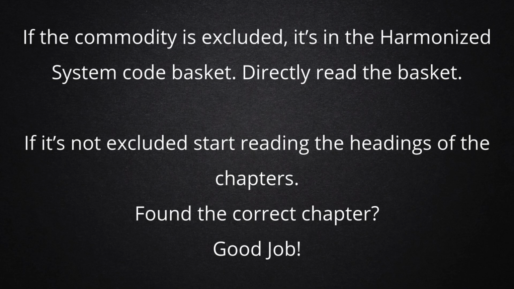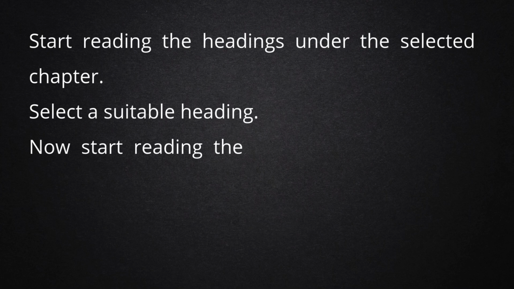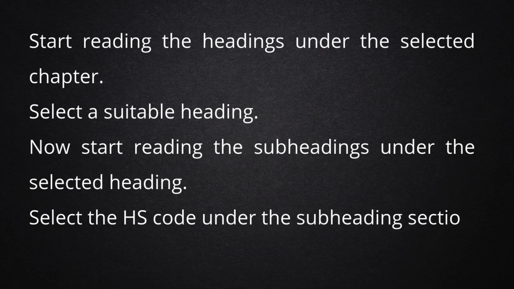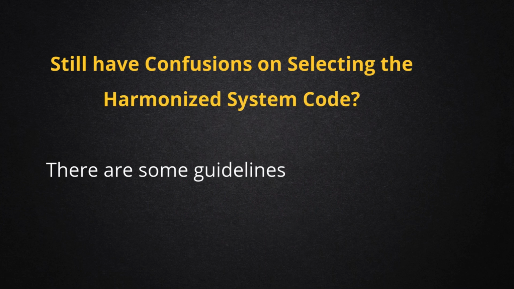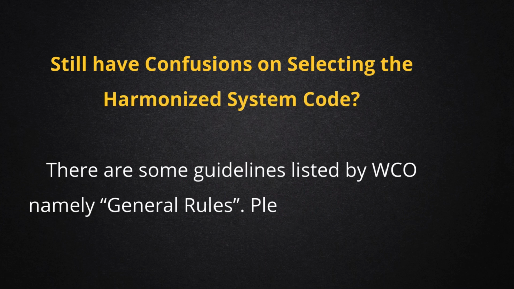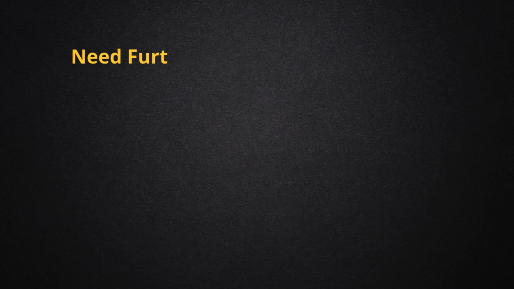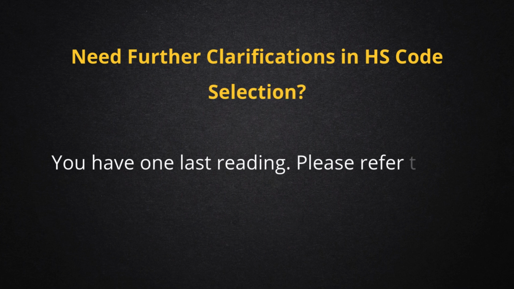Found the correct chapter? Good job. Start reading the headings under the selected chapter. Select a suitable heading. Now start reading the subheadings under the selected heading. Select the HS code under the subheading section. Still have confusions on selecting the Harmonized System Code? There are some guidelines listed by WCO, namely general rules. Please refer to them to resolve your problems. Need further clarifications in HS code selection? You have one last reading. Please refer to the explanatory notes.